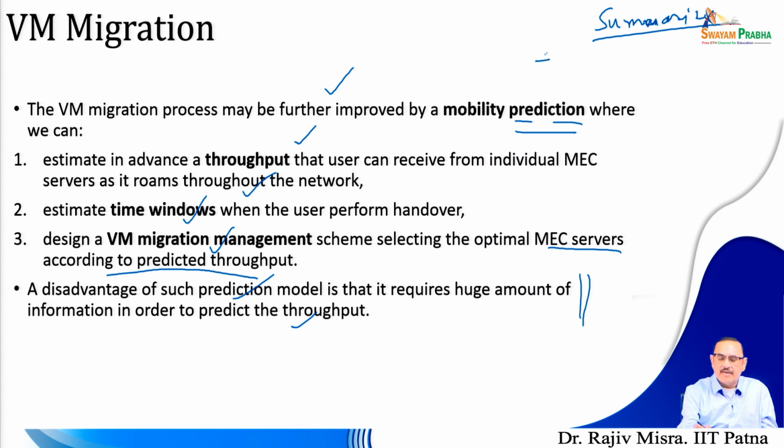So, this particular discussion is the effect of VM migration based on the mobility prediction factor. If we somehow derive a process which is giving additional information about the mobility prediction, let us see how we can improve this VM migration. This mobility prediction may improve the VM migration, where we can estimate in advance the throughput that the user can achieve from individual MEC servers as it roams throughout the network.